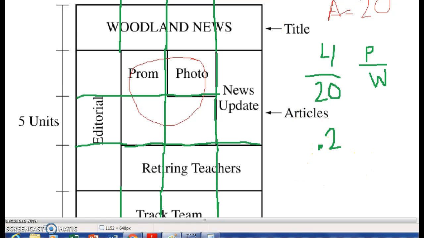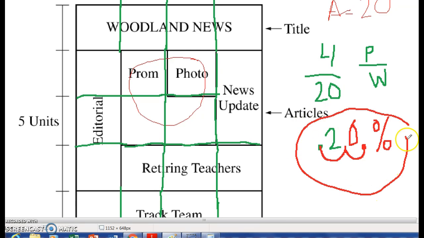Now if you remember, when you're changing a decimal to a percent, what you're going to do is you're going to move that decimal 2 places to the right. I should put it right here, and you're going to add a percent sign. So in this case, we would have to add a 0 also, and then our percent sign. So these 4 areas right here will take up 20% of the whole entire front page.